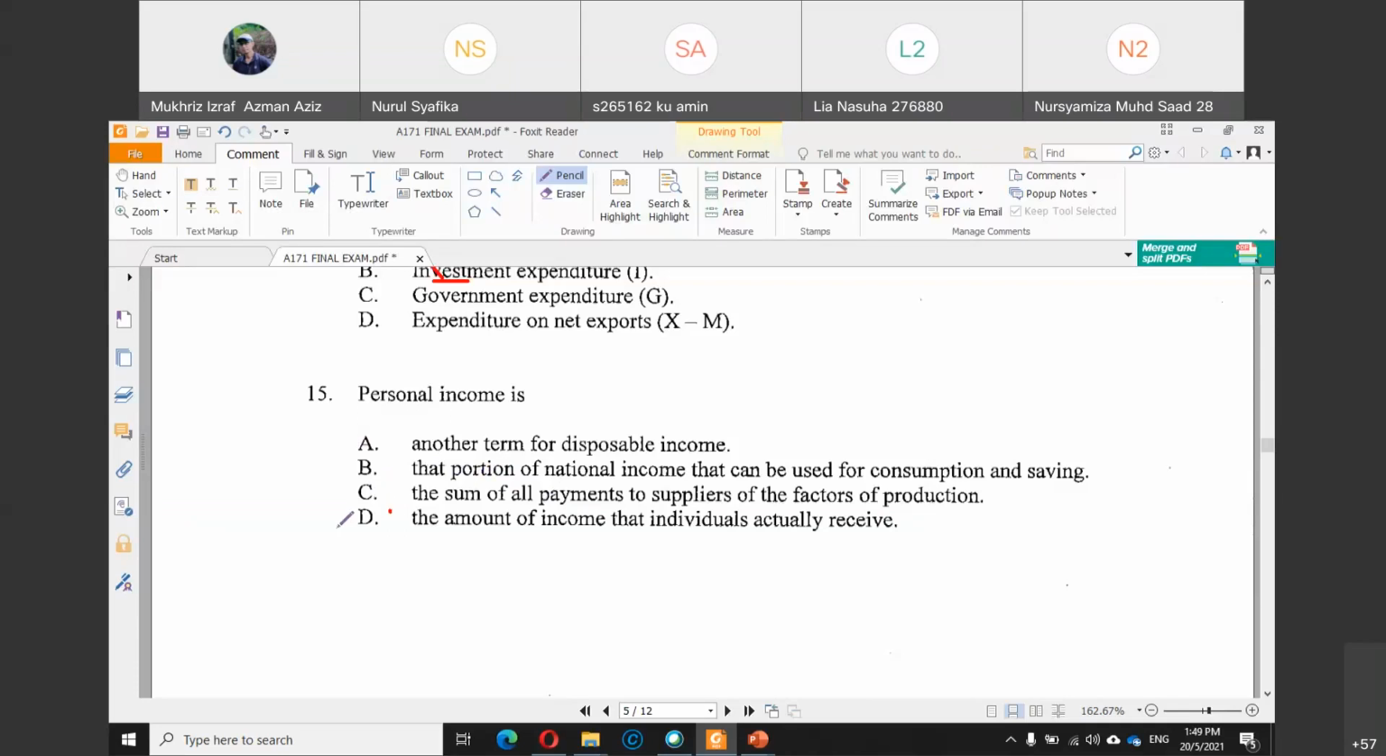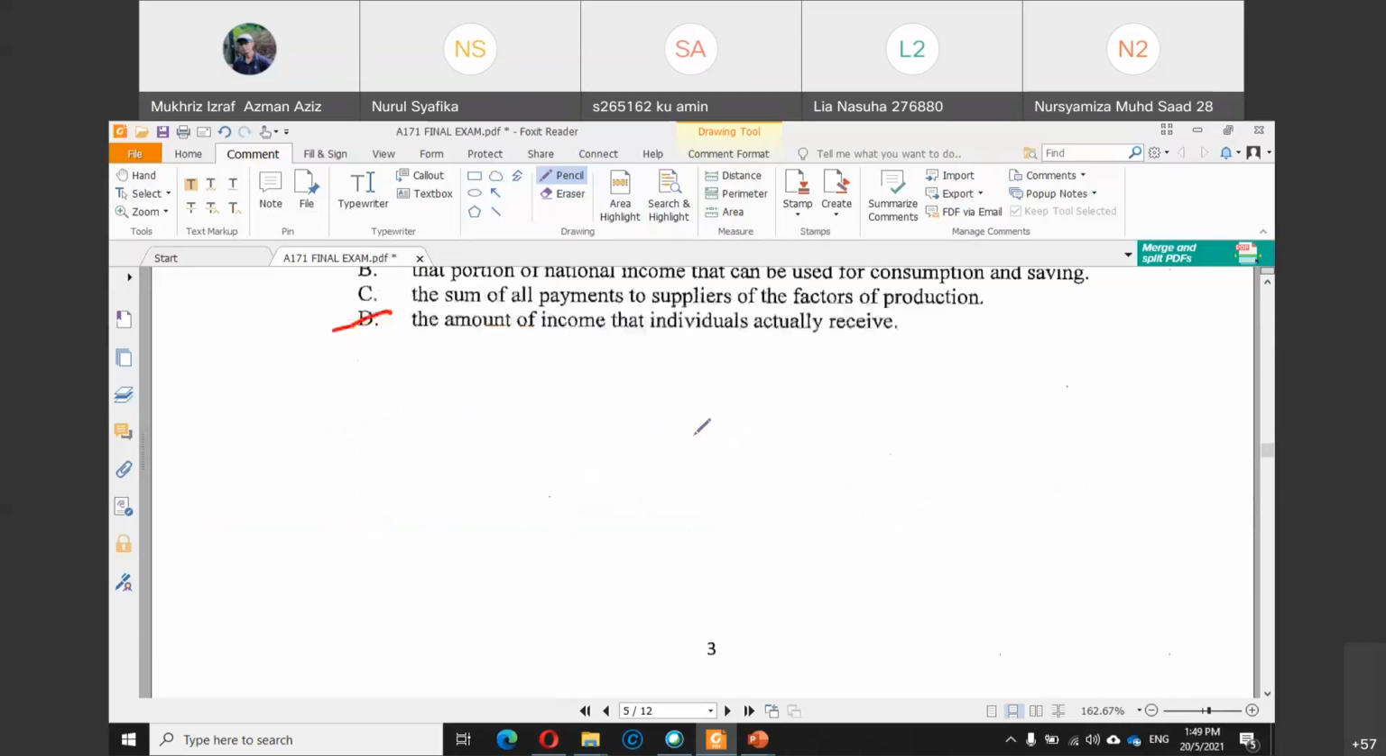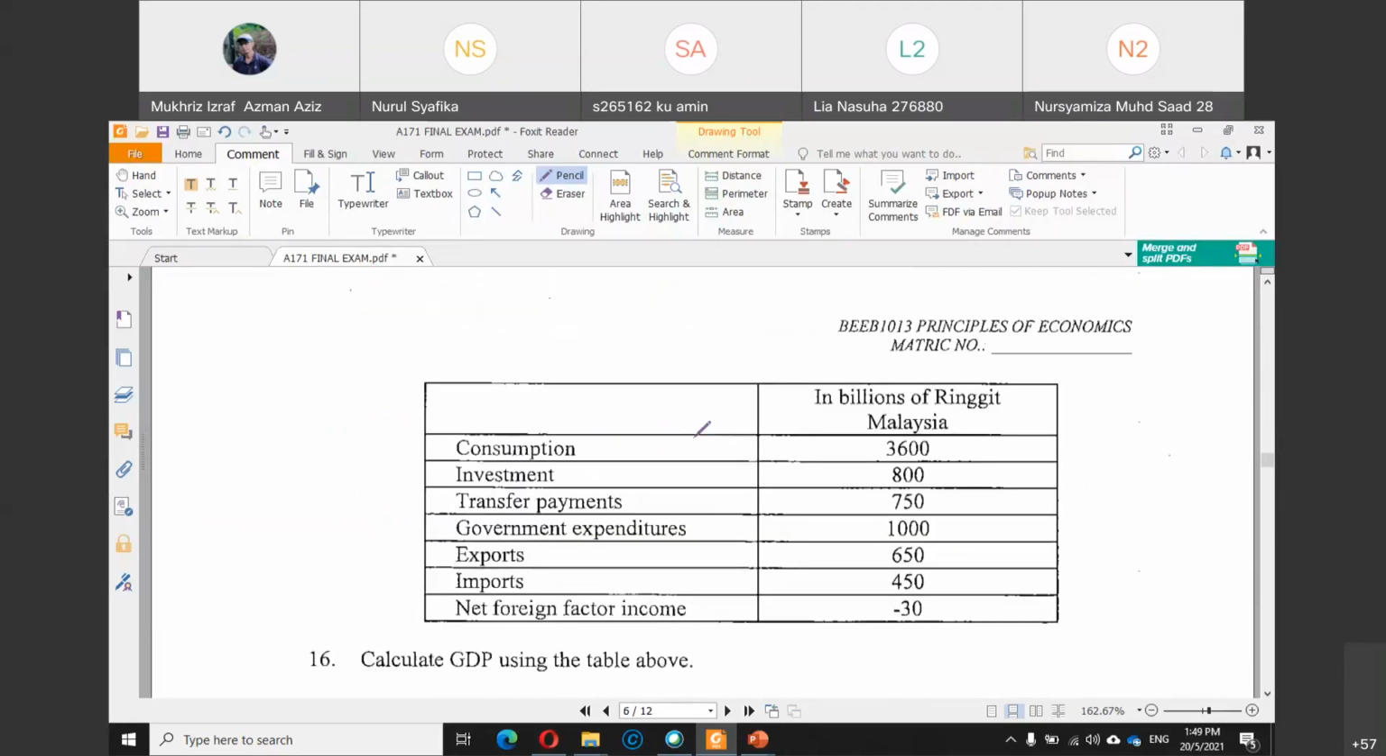Okay, so it should be D, the amount of income individuals actually receive. So this is personal income. Disposable income is different, the one after you pay tax. So again, I think this is a very simple, straightforward question on the definition, that you can get directly from the notes.